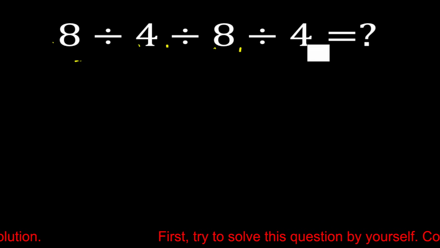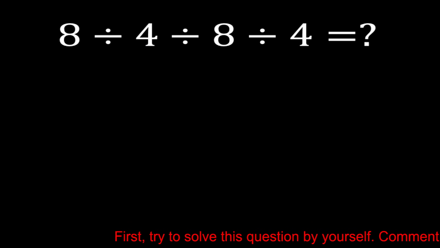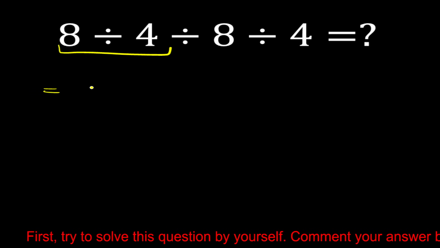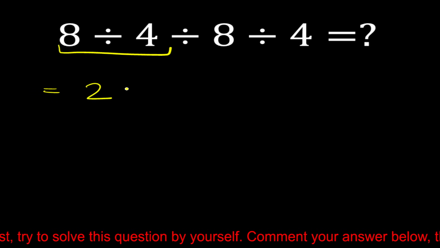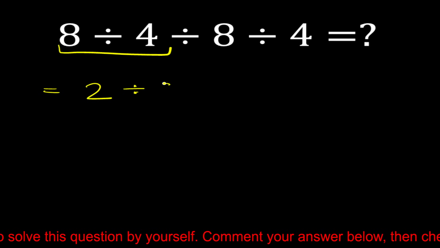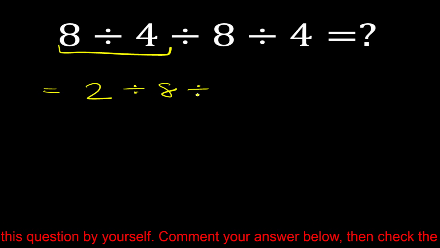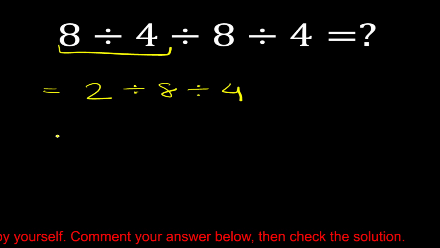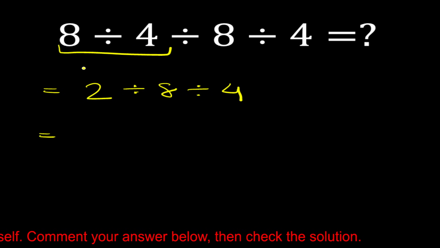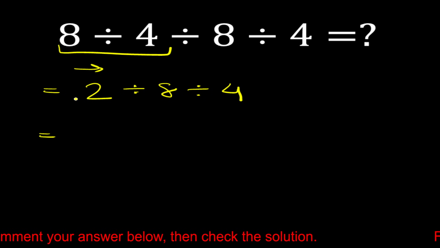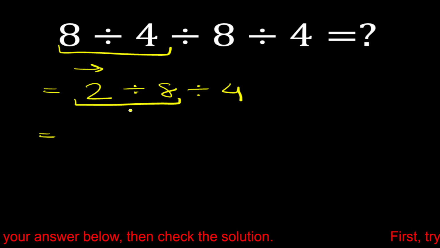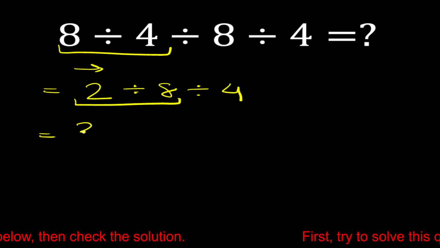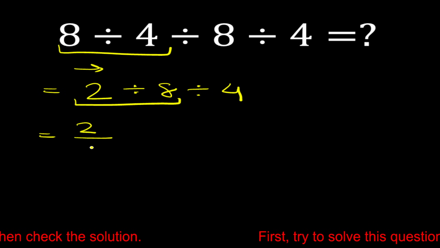Now let's start. So 8 divided by 4 is equal to 2. Then divide 8 divided by 4. Okay. Now move from left to right. Therefore first we have to solve this part. So 2 divided by 8, we can write as 2 by 8.